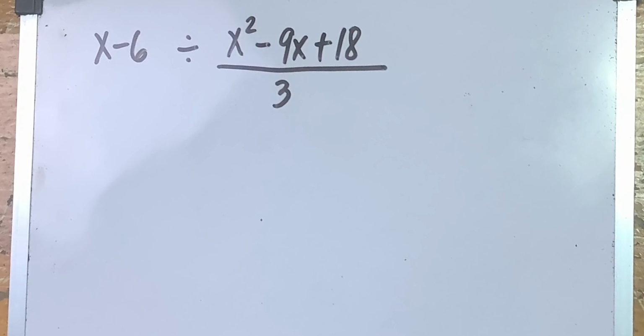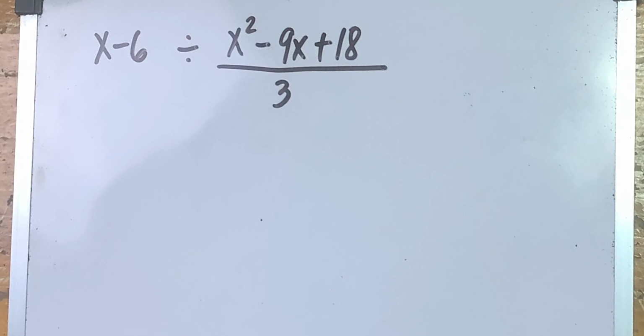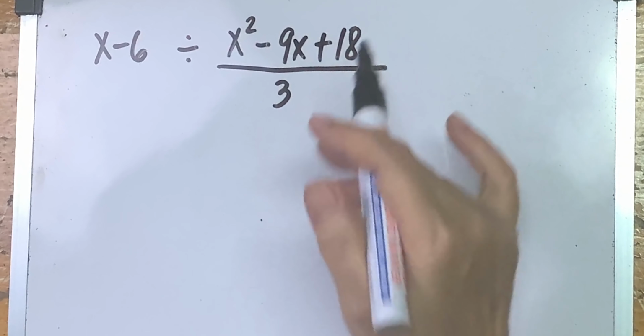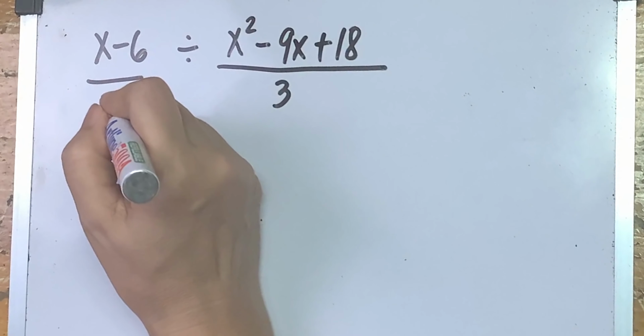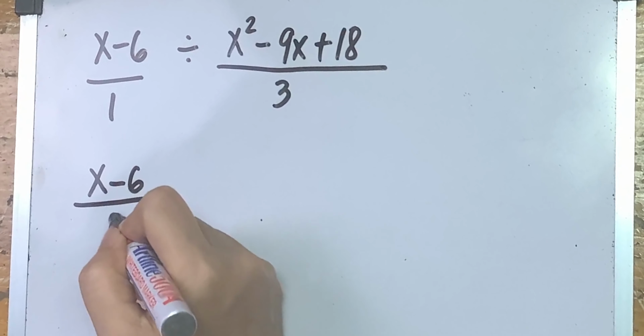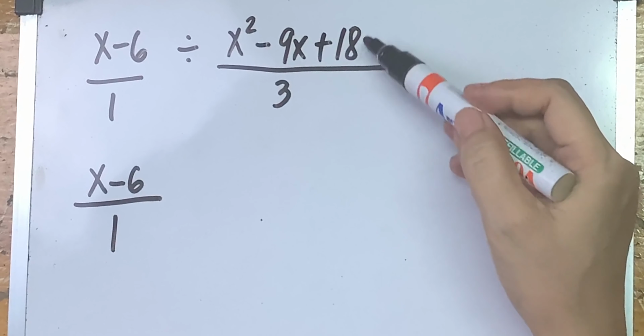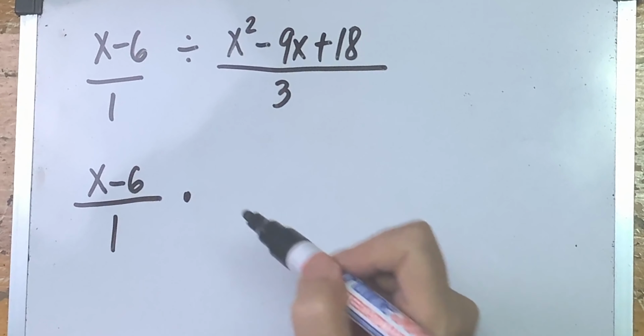For our next example, x minus 6 divided by x squared minus 9x plus 18 over 3. Okay, yung first expression natin or yung first term natin, let's treat that as a whole number. Since we're dealing with fraction, gawin natin tong fraction din. Now, kapag whole number, ang denominator natin is simply 1. Okay? So, rewriting this. And then, i-change natin to. Kunin natin yung reciprocal and change the sign to multiplication.